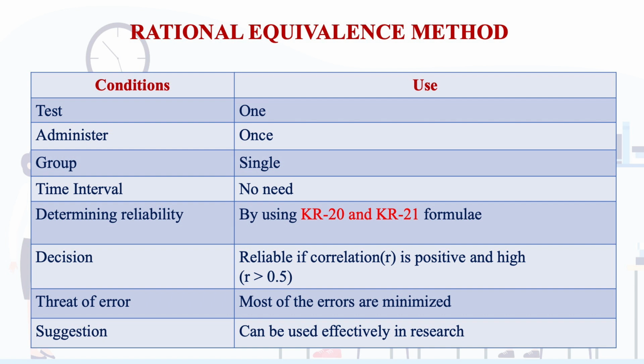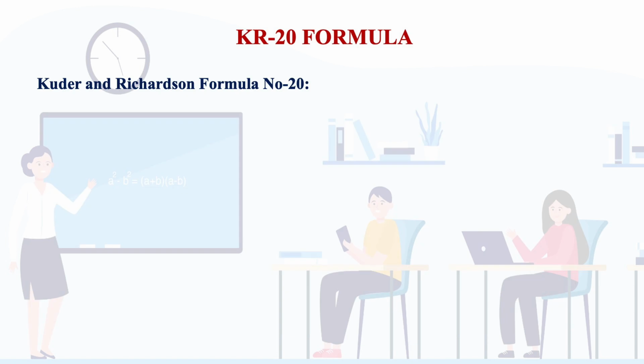Now let us try to understand these two formulas. The Kuder and Richardson formula number 20 is called the KR20 formula. Here the formula is R, the reliability coefficient, equal to n upon n minus 1, where n is the number of items in the test. If the number of items is 50, then 50 upon 50 minus 1. If the number of items is 100, then 100 upon 100 minus 1. Then into the square of the standard deviation minus the summation of PQ, upon the square of the standard deviation.